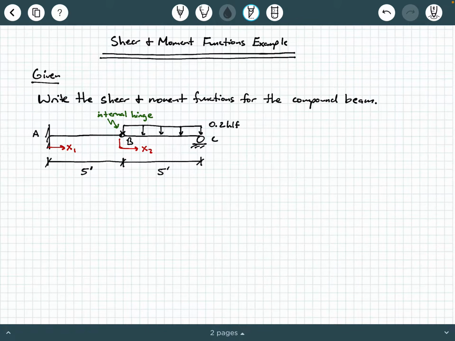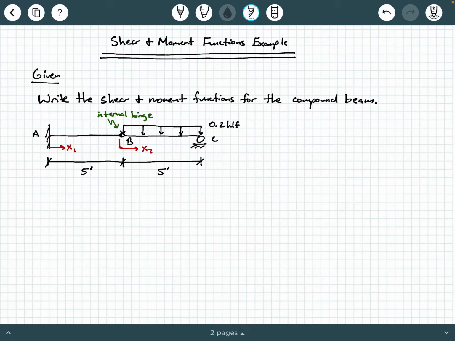Now, looking at this diagram here, what we mean by a compound beam is one that has an internal hinge somewhere along its span, okay? So in this particular beam, at point A, we have a fixed connection. At point B, we have an internal hinge that we have labeled here. And then at point C, we have an external roller. Both of the two half spans of the compound beam are 5 feet each, and the span of BC is supporting a 0.2 KLF load.